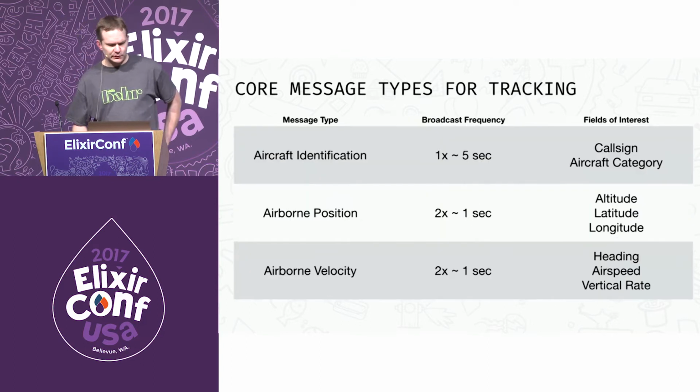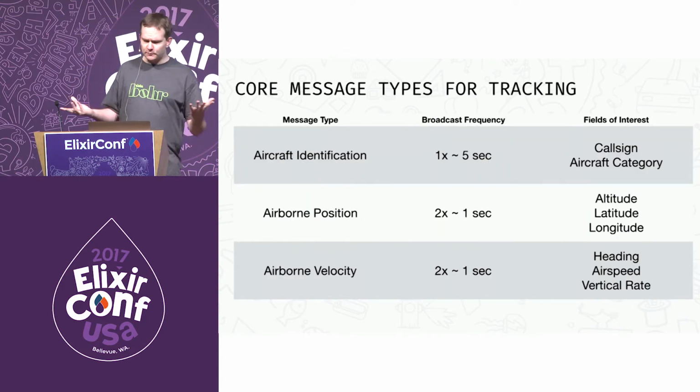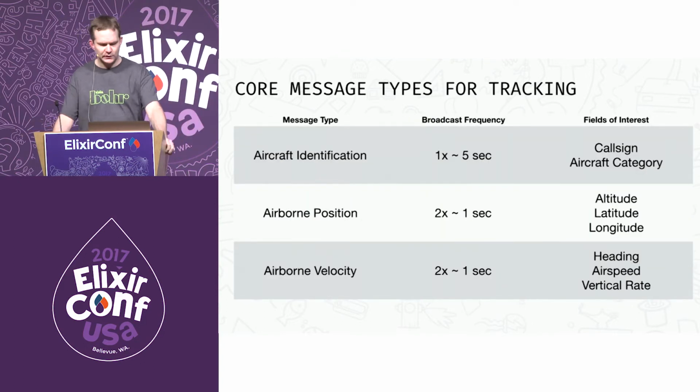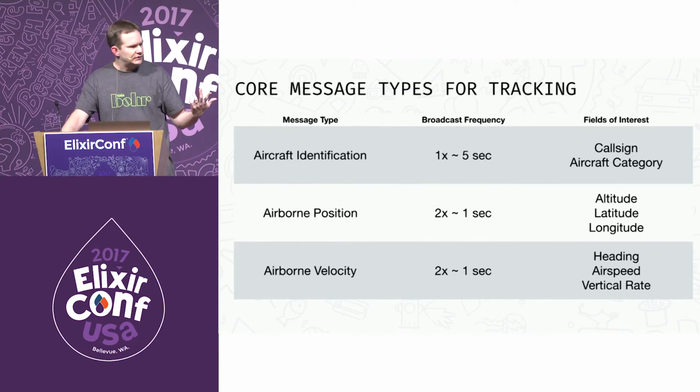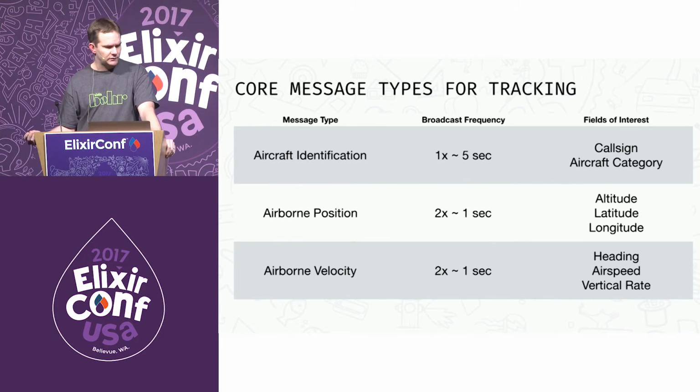All right, so what kind of messages are we talking about? These are the primary three that I would consider for tracking. There are some other message types, but these are probably the most interesting ones. There's the aircraft identification. The aircraft will broadcast this about one time every 5 seconds on average. Airborne position, this is one that's broadcast twice a second.